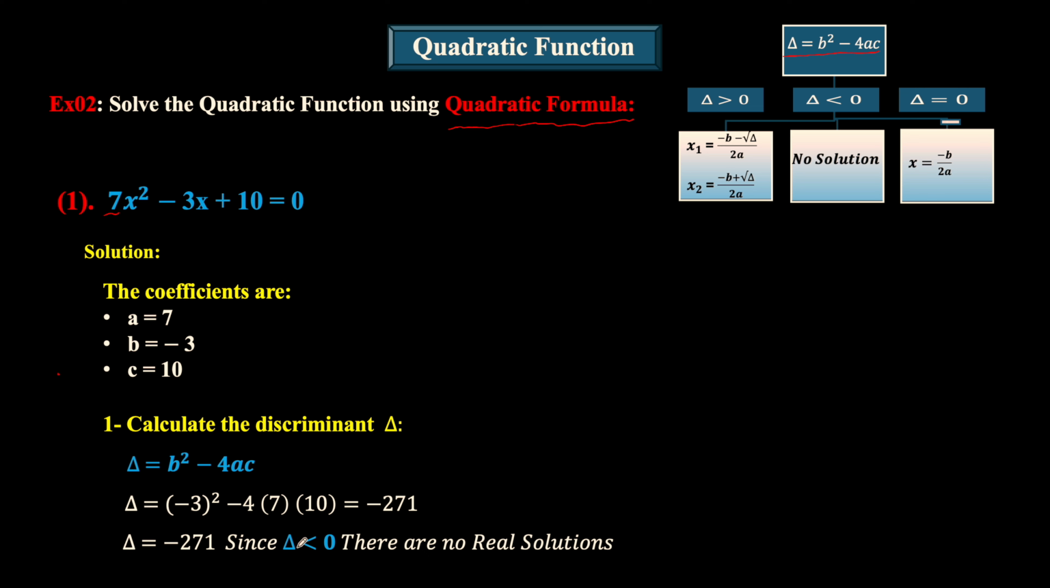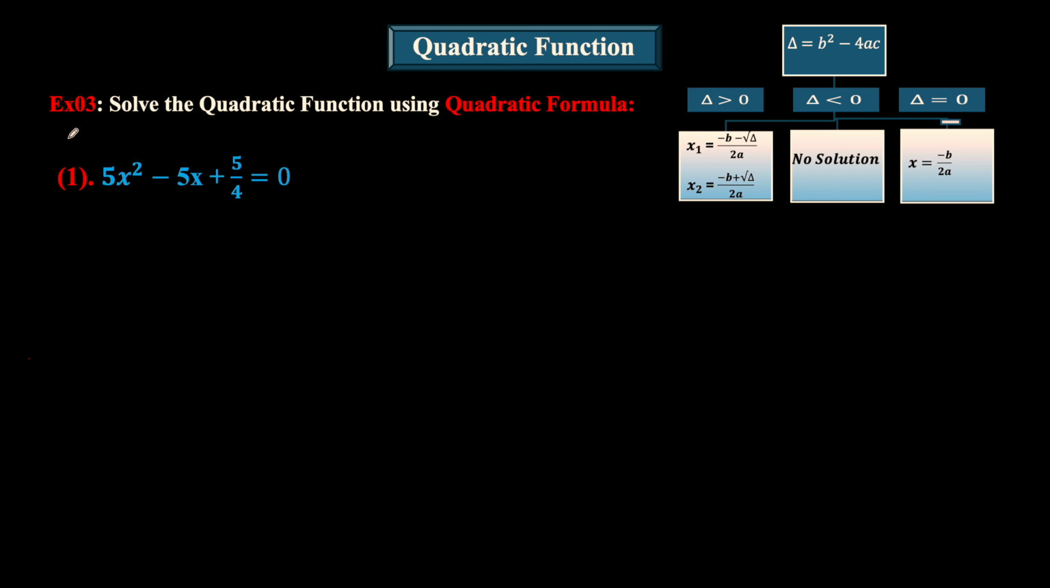So since delta is smaller than 0, this means we are in this case, okay. So this means there are no real solutions, and you stop there, okay.